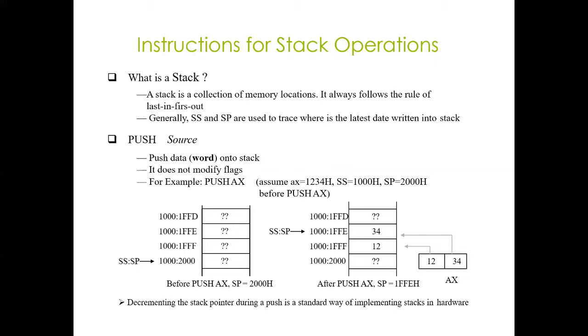Push source pushes a data word into the stack. It does not modify flags. For example, push AX. Assume AX is 1234H, SS is 1000H, SP is 2000H before push AX. You can see in the figure, we have to push the contents and after push AX, we get SP as 1FFEH. Decrementing the stack pointer during a push is a standard way of implementing stacks in hardware.